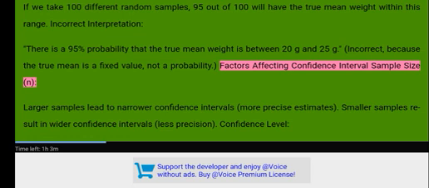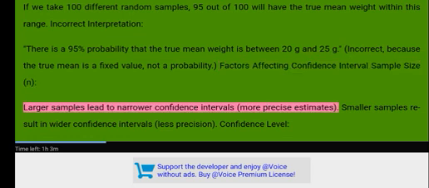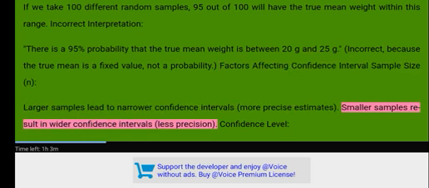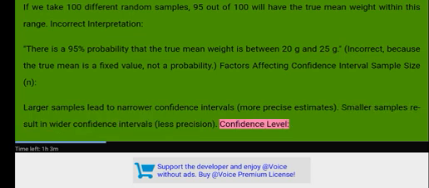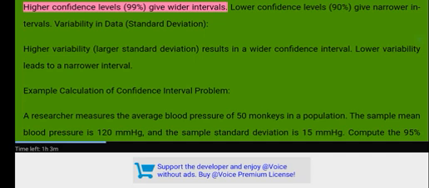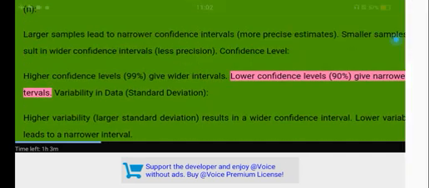Factors affecting confidence interval. Sample size n. Larger samples lead to narrower confidence intervals, more precise estimates. Smaller samples result in wider confidence intervals, less precision. Confidence level. Higher confidence levels, 99%, give wider intervals. Lower confidence levels, 90%, give narrower intervals.